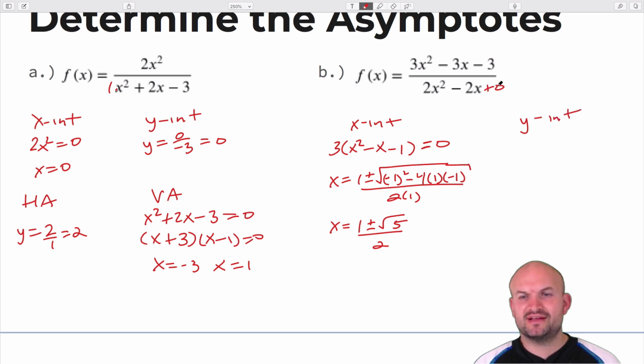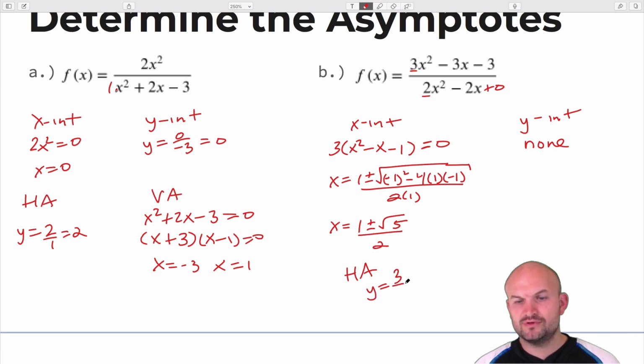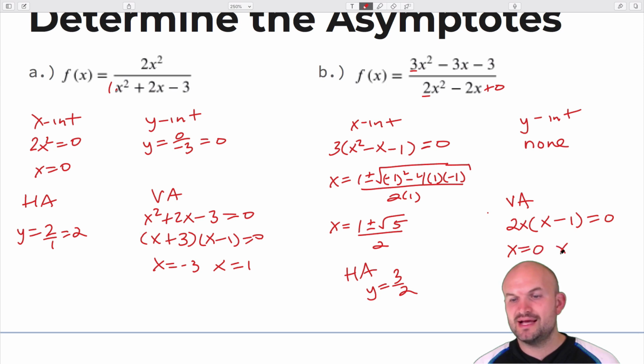All right, the y-intercept is, again, I don't have a constant here, so therefore that is going to be none. Horizontal asymptote is rather simple, leading coefficient over leading coefficient, since they both are squared, so y equals 3/2. And then my vertical asymptote, I'm going to set this in factored form, so factor out a 2x. That's going to leave me with an x minus 1 equals 0. So therefore, x equals 0 and x equals 1.